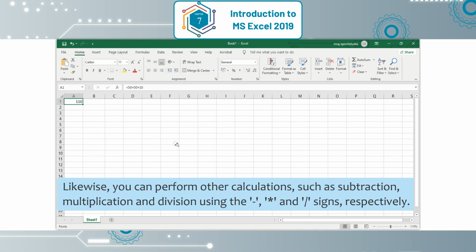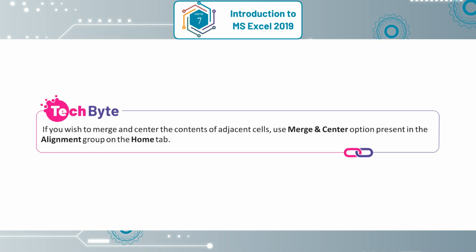Likewise, you can perform other calculations such as subtraction, multiplication, and division using the respective signs. TechByte. If you wish to merge and center the contents of adjacent cells, use the Merge and Center option present in the Alignment group on the Home tab.